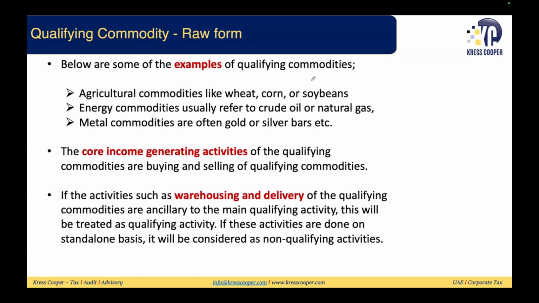But if you are providing only warehousing services, only delivery services, and you are not involved in the business of buying and selling of the qualifying commodities, then it will not be considered a qualifying activity. We need to look at the provisions of the law. But if you are buying and selling the goods, and along with this you are providing warehousing and delivery services, that will be considered a qualifying activity.